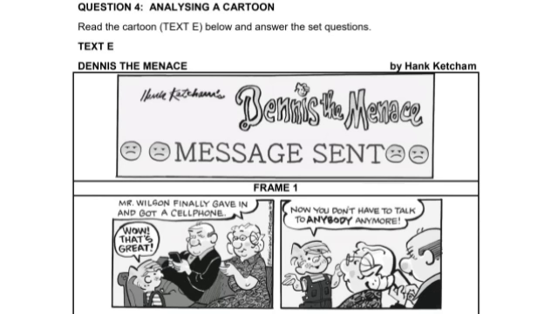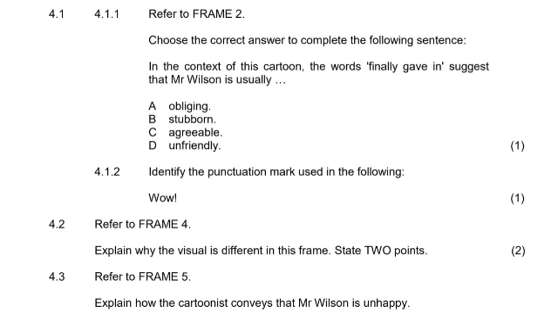When you are looking at a cartoon, it's also made easy with your first additional language, because they will ask you the questions frame by frame. First of all, you need to understand what encompasses frame one. When you look at the full question paper, frame one is literally 2 frames, and then frame 2 is individual and frame 3 is individual. So when they say refer to frame one, they are referring to that whole thing. In 4.1.1, the question starts by saying refer to frame 2. Even in 4.2 and 4.3, they say refer to frame 4 and refer to frame 5.